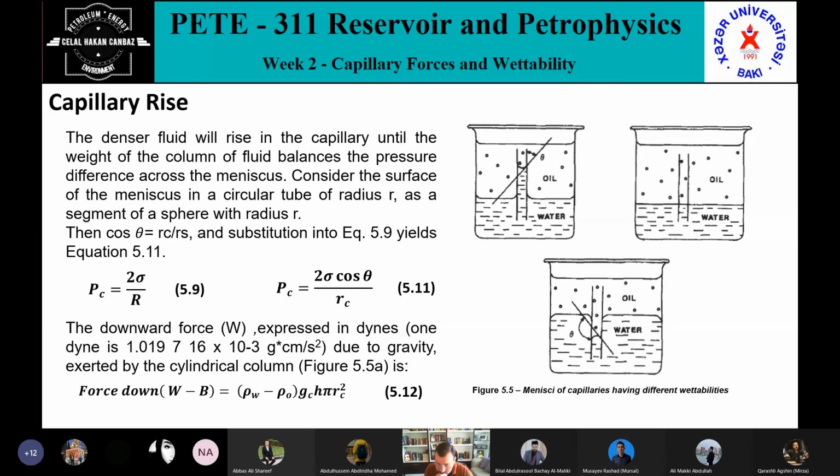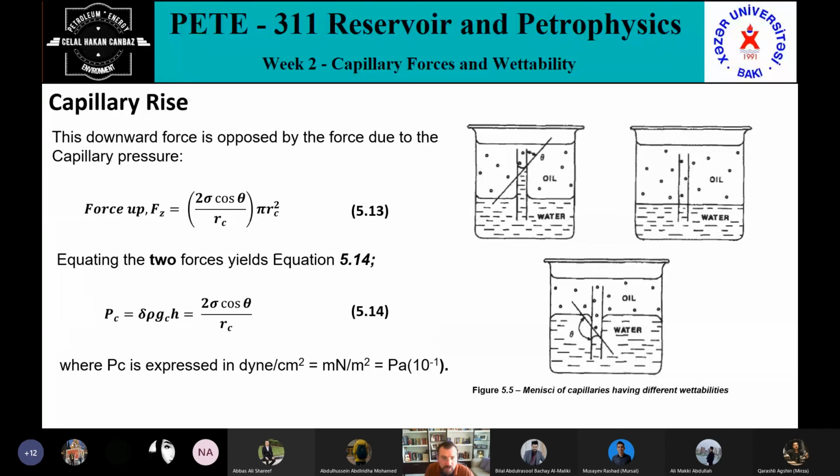Archimedes. Buoyancy. Okay, very good. So the force down will be the downward force minus the buoyancy force, right? Because of that, after shaping the formula, in the end I will take the difference of the densities, water density minus oil density. So gravitational acceleration in here, the column height, P, and RC. It's a function of these parameters. So this is the force down.